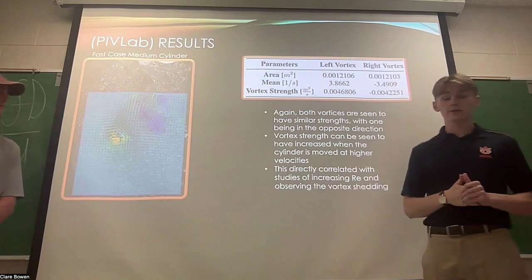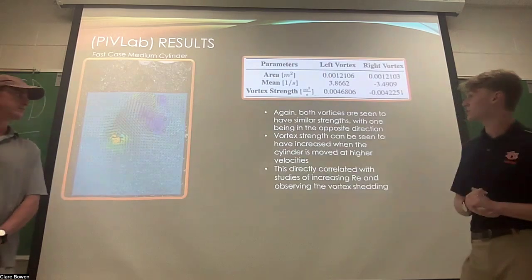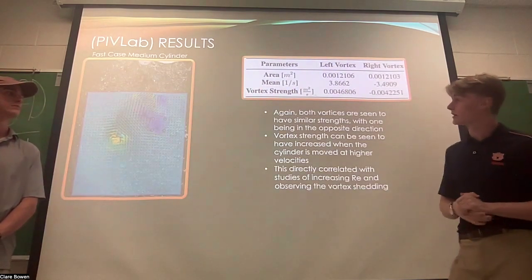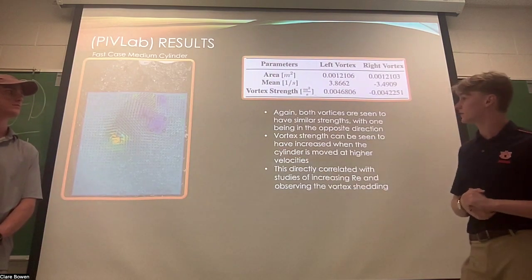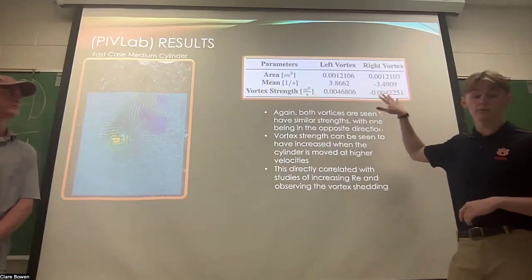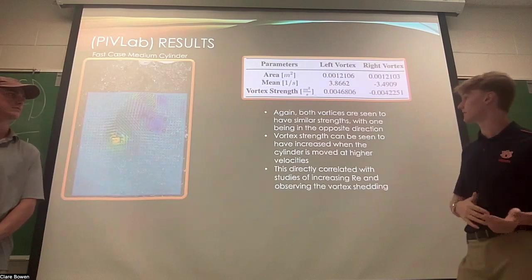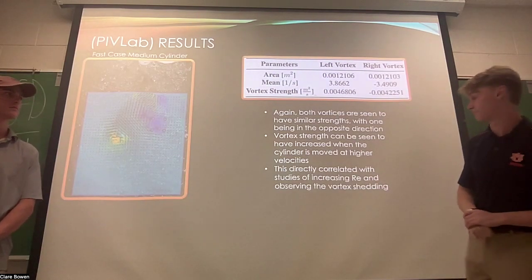And once the slow case was done, then we did a fast case for the medium cylinder where you can again see the PIV lab results and the same parameters, just different calculations. And so again, similar to the slow case, we had vortex strengths that were approximately the same. The only thing that was different is the negative sign on the right vortex.